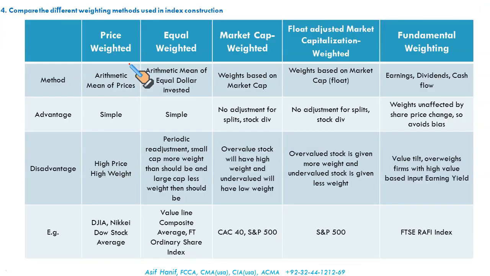Right? Now, the next LOS says, compare the different weighting methods used in index construction. Basically, there are 5 types of weightings: price weighted, equal weighted, market cap weighted, float adjusted market capitalization weighted, and then fundamental weighted. I have just given this in a tabulated form so that you can make a better comparison. You can see them comparatively. So first, let's discuss the price weighted. The very first example we did.